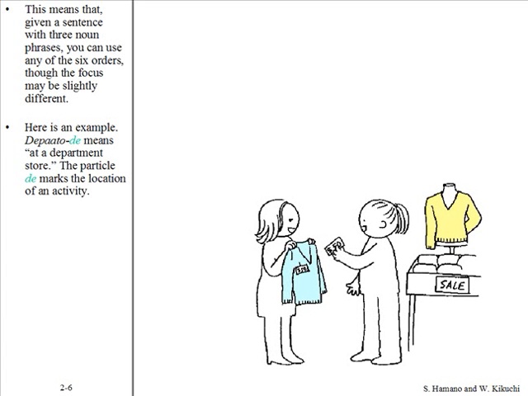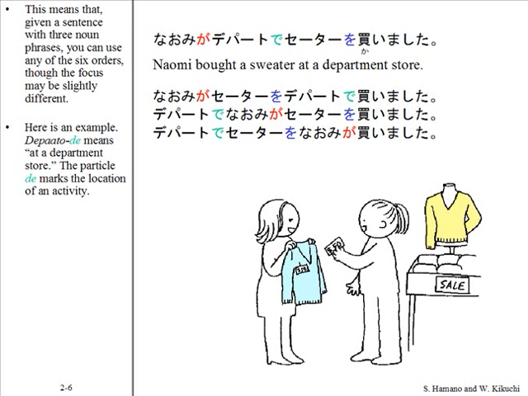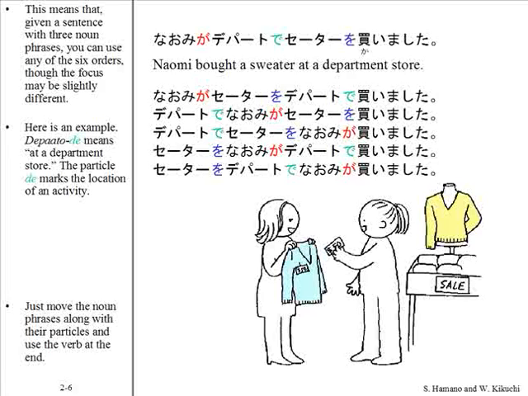Here's an example. デパートで means at a department store. The particle で marks the location of an activity. ナオミがデパートでセーターを買いました。ナオミがセーターをデパートで買いました。デパートでナオミがセーターを買いました。デパートでセーターをナオミが買いました。セーターをナオミがデパートで買いました。セーターをデパートでナオミが買いました。 Just move the noun phrases along with their particles and use the verb at the end.